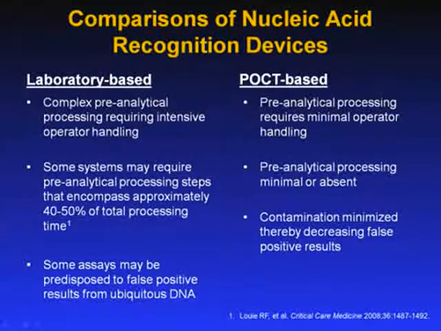This slide compares laboratory-based nucleic acid recognition assays with point-of-care assays. One major issue with current laboratory pathogen detection methods involves pre-analytical processing or sample preparation steps such as cell lysis and extraction. The tedious hands-on techniques required during pre-analytical processing stages, such as required with PCR, may encompass approximately 40 to 50% of the total processing time. That is a lot. Total processing time is defined as the total time required for sample preparation, reaction, and analysis.